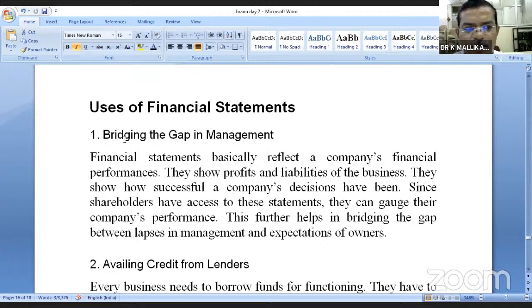Financial statements bridge the gap by providing information on all liabilities and assets, profits, and expenses. This helps management fill the gap between what the owners expect and what the management does, right? In a company, investors and shareholders are different from management. This is what we call the agency problem.